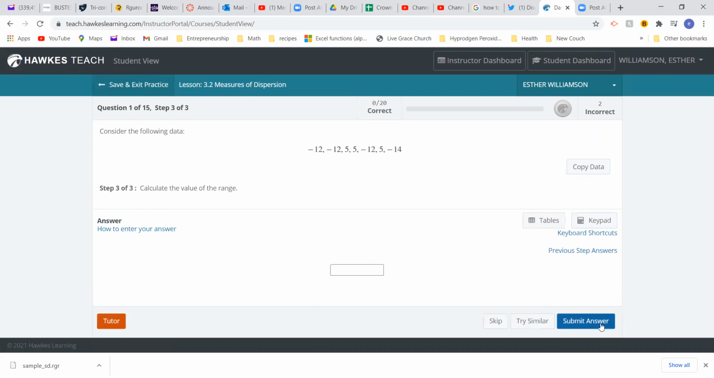The range is the maximum value minus the minimum value. So I won't do that problem, but it would be your maximum value looks to be 5 and your minimum would be -14. So you would take 5 minus a -14, and you can use your calculator on that. So to calculate this sample variance, you would do the same process that I just showed you. You would create your table and then use your summary statistics.